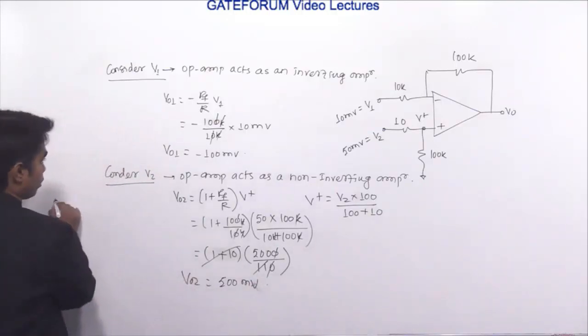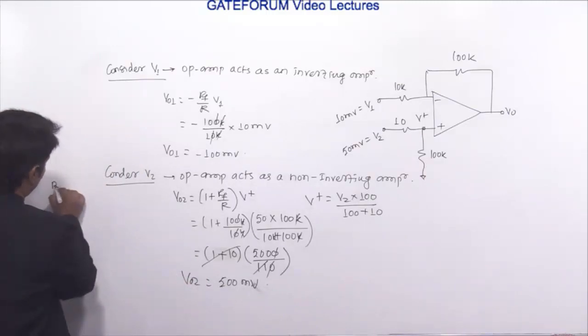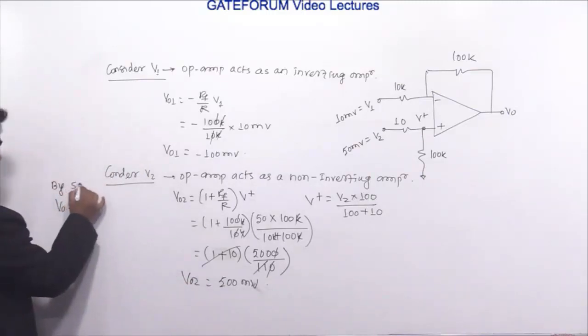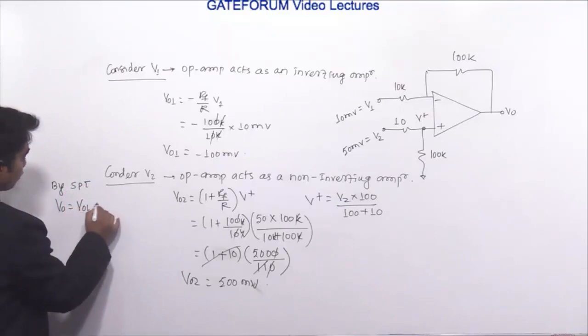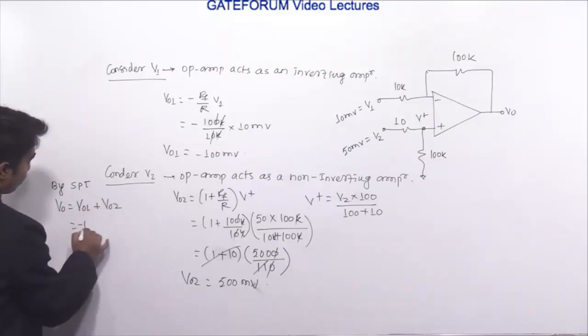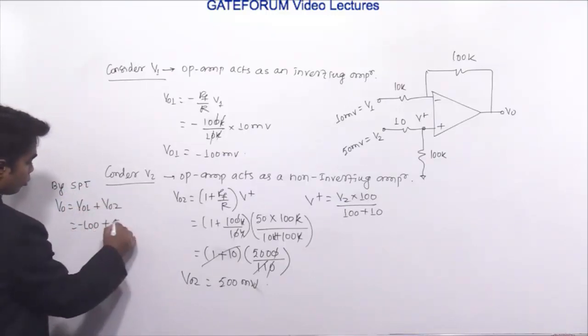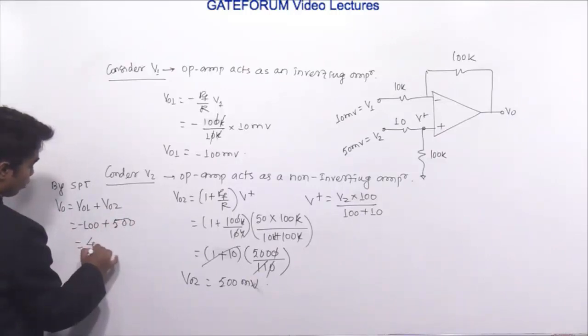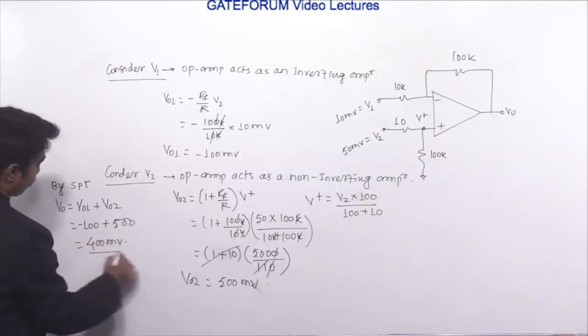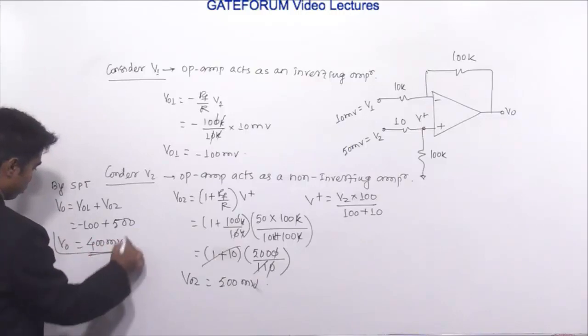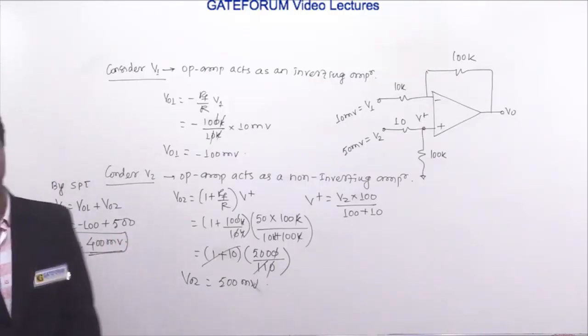Now we know that by using the superposition theorem, VO equals VO1 plus VO2. VO1 is minus 100 and VO2 is plus 500, which means it's 400 millivolt. This is the answer: 400 millivolt. You can solve it very easily.